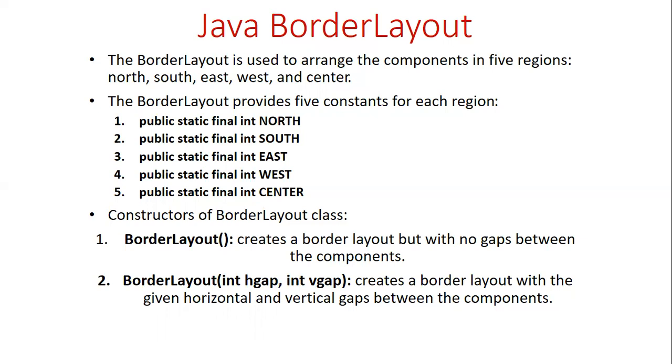There are 2 constructors for the border layout class. The first constructor is BorderLayout without any argument. It creates a border layout with no gaps between the components. The second constructor is the constructor with 2 integer parameters. The first integer parameter represents the horizontal gap between the components, and the second represents the vertical gap between the components. So it creates a border layout with the given horizontal and vertical gaps between the components.